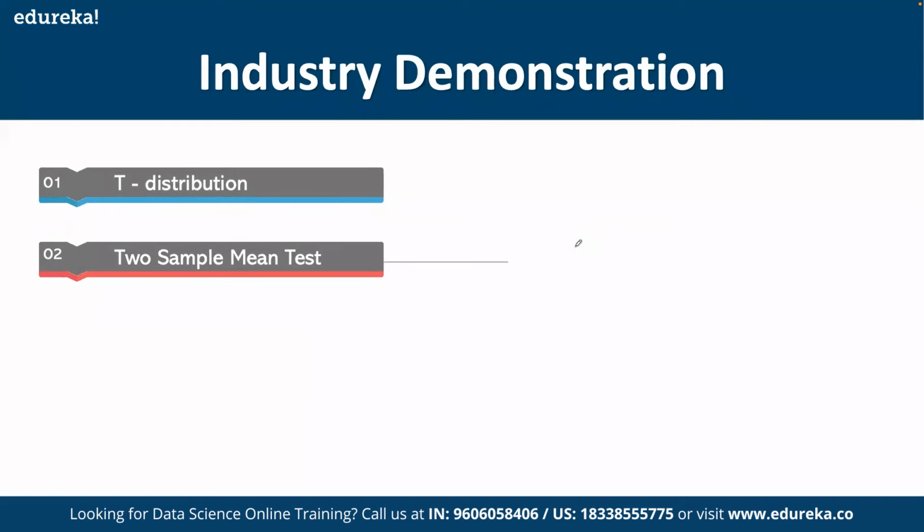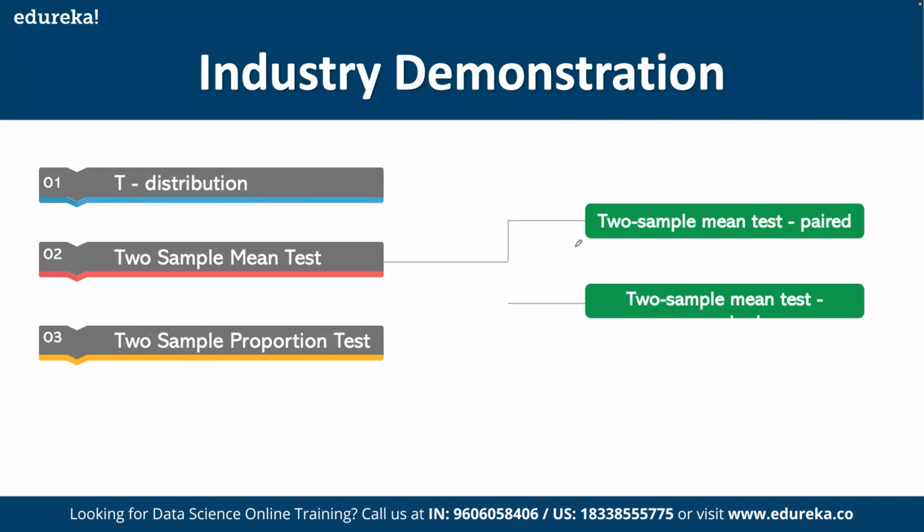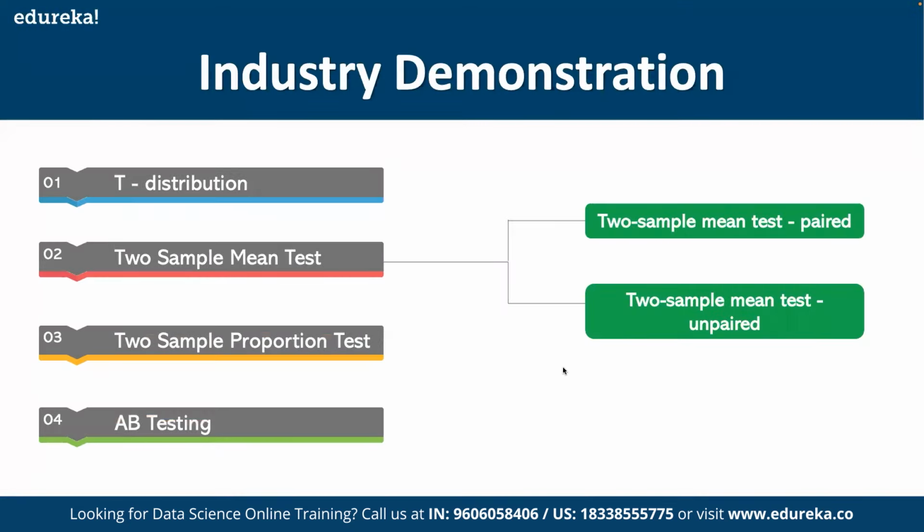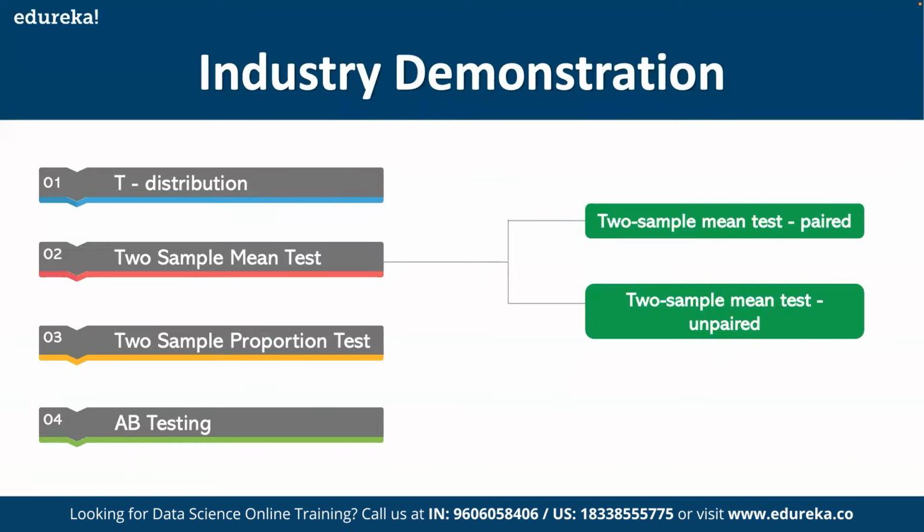Under this two-sample mean test, we've got the two-sample paired test and the two-sample independent test. Let me show you what it would mean. Under the two-sample test, we've got paired and unpaired, or independent. This is another kind of testing. We've also got the two-sample proportion test and the A-B test. These are the various hypothesis tests available in statistics, which we can apply on a data set.